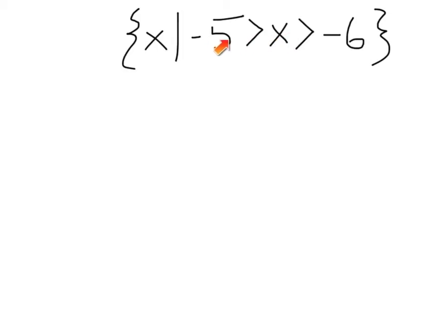So the first thing to do when the arrowheads are facing to the right is recopy this so that they're facing to the left. So that means first comes the minus 6, then comes that arrowhead, then comes the x, then comes that arrowhead, and then comes this. And now that makes sense. It means that x is between minus 5 and minus 6 on the number line, right?